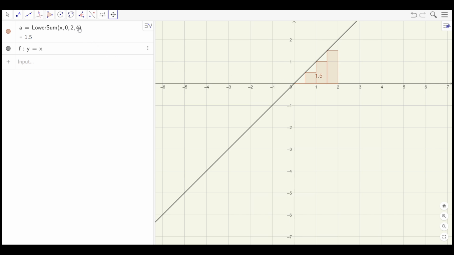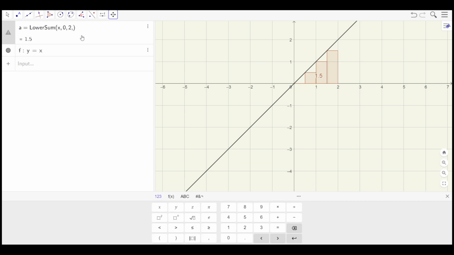Okay, so now let me increase this to, for example, 8. What will happen to 1.5, do you think? It will increase, getting closer to 2, yes? So let us just do that. And then yes, it is now 1.8, okay? So you see that the sum of the areas is now closer to 2.